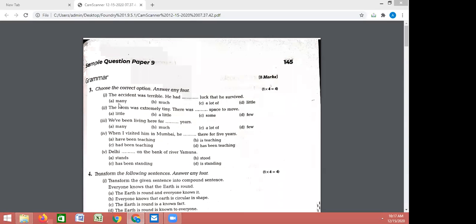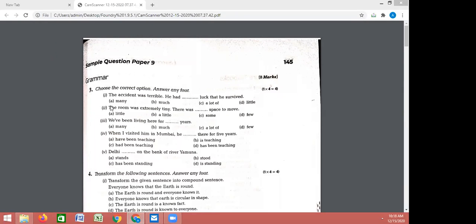We look at many, used with countable nouns in order to highlight the number, and much, with uncountable nouns. Much is just for uncountable nouns. You should be very clear about that. And a lot of is also used with uncountable nouns. Little is hardly any. So you will have to look at it, it is also used with uncountable nouns.